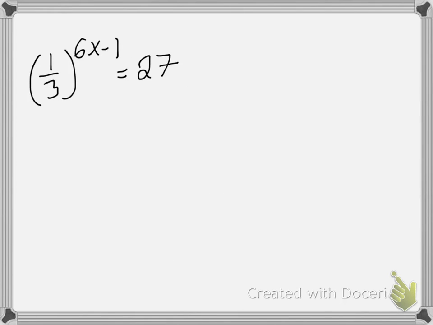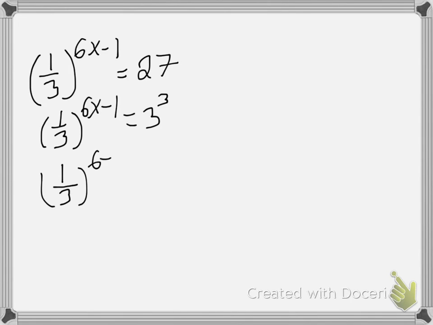Okay, for the next one. We have 1/3 raised to the 6x minus 1 equals 27. Well, I'm going to leave the left alone for a minute and try to get 27 into a base of 1/3. Now 27 is 3 to the 3rd power. So if I want that base of 1/3, that's just simply 1 over 3 to the negative 3 power.